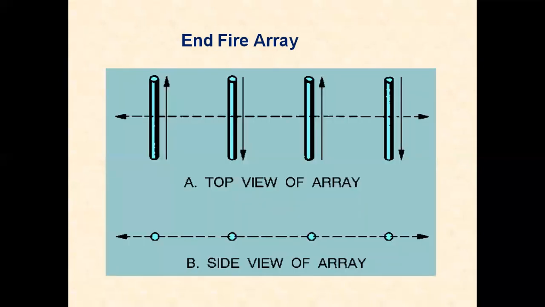This is the structure of the end-fire array. We have an array of elements. This is the top view, spaced equally, and this is the side view. We have elements here. But how are the elements fed? Progressive feeding is there. So we are feeding from the first antenna to the second antenna to the third antenna to the fourth antenna. There is a progressive phase shift.